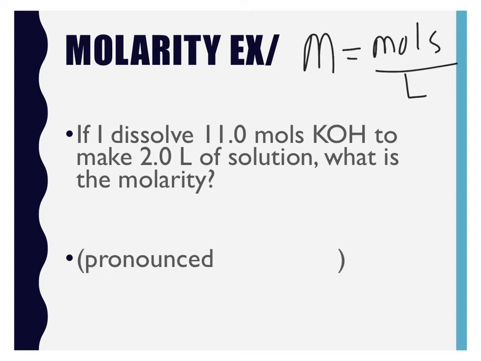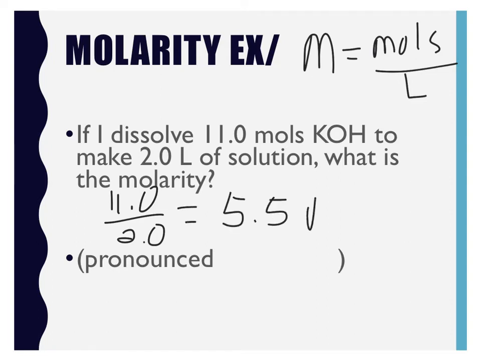If not, you're going to have to convert grams to moles, or they might ask you in a problem to solve for moles and put it in grams. We're just going to take 11.0 and divide it by 2.0. I keep my least amount of sig figs, which is 2. So my answer here would be 5.5, and again, capital M, which is pronounced molar when we say that. So my solution is 5.5 molar.